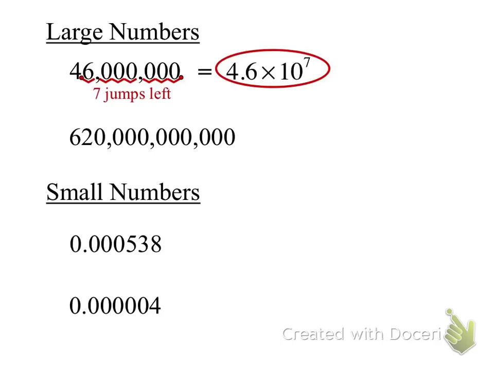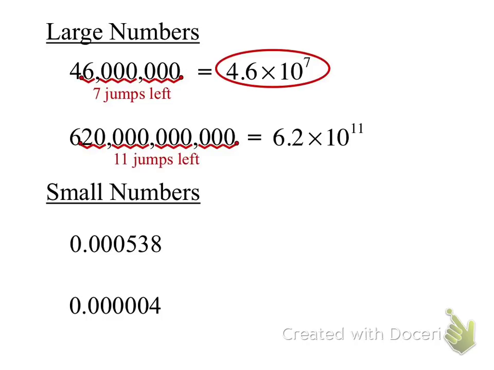All right, now check your work. We start with our decimal to the left. We're going to jump 9, 10, 11 jumps. It becomes 6.2 times 10 to the 11th power.